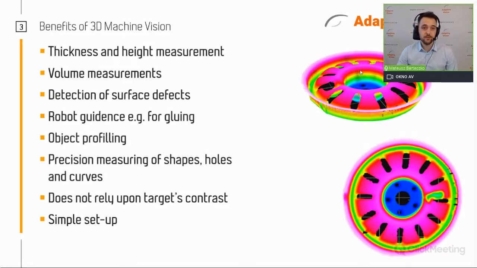3D is also very useful for robot guidance and for measurements. If you want to measure an entire object, including holes and curves, as well as perform measurements along an object cross section, 3D allows for this.